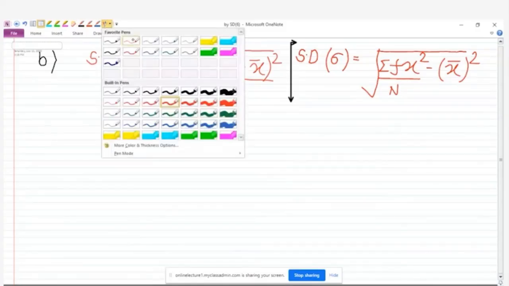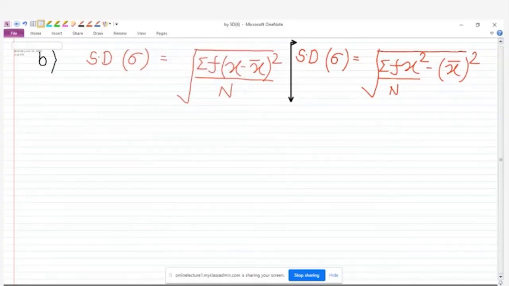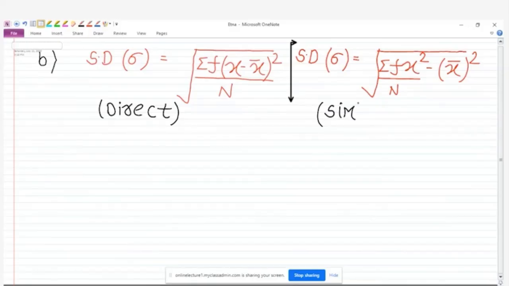Here, the first formula is called a direct formula, whereas the other is called a simplified formula. And out of these two, tell me, we are going to solve the sum by using which formula?